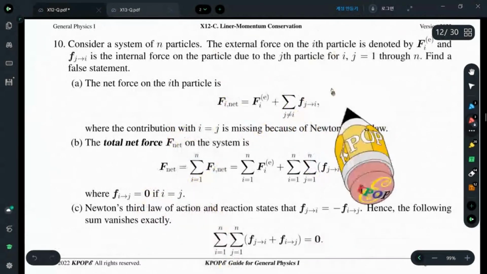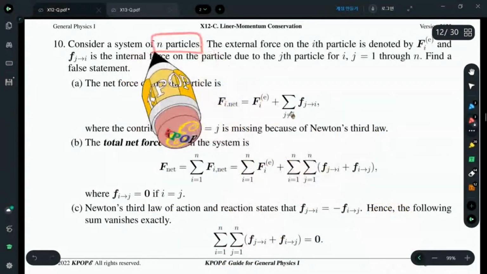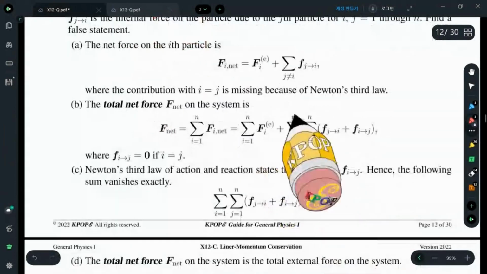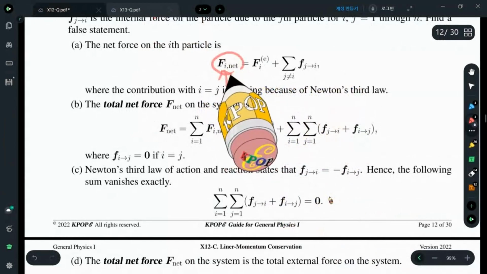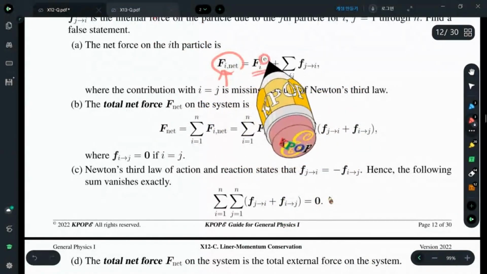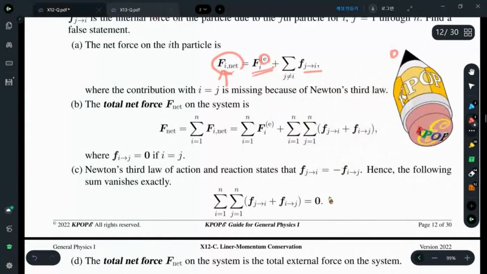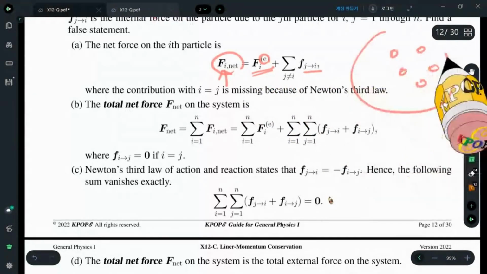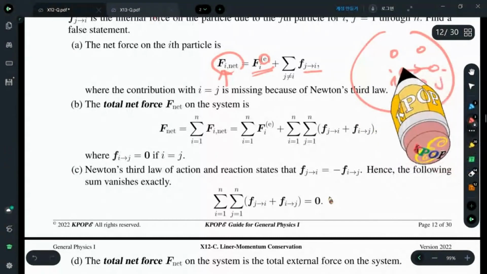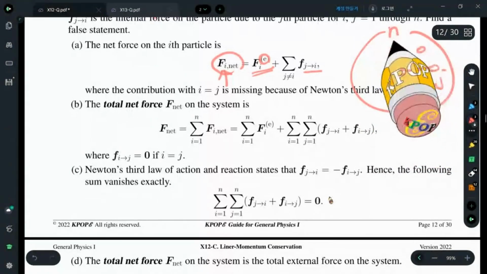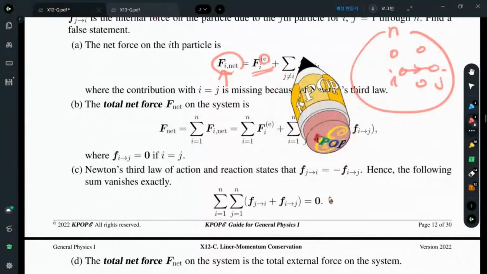This is for the linear momentum conservation for a system of many particles. And you remember, the net force on a single particle is the sum of the force due to the external force and the internal force. Internal force means this is a system of n particles, and this is the ith particle and the jth particle. They interact, and this is called the internal force.